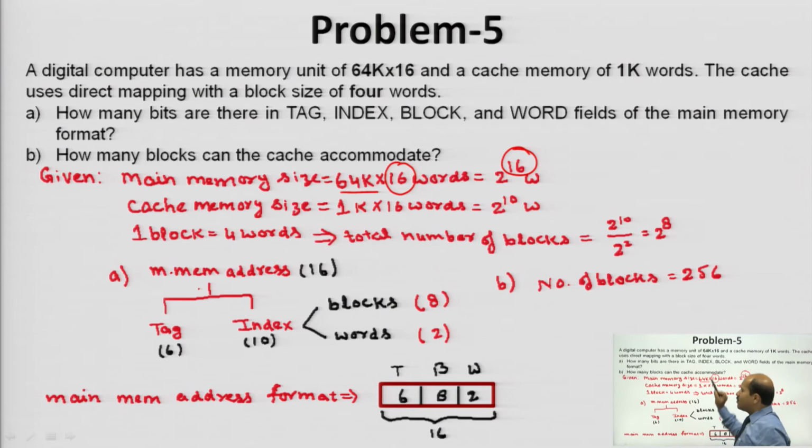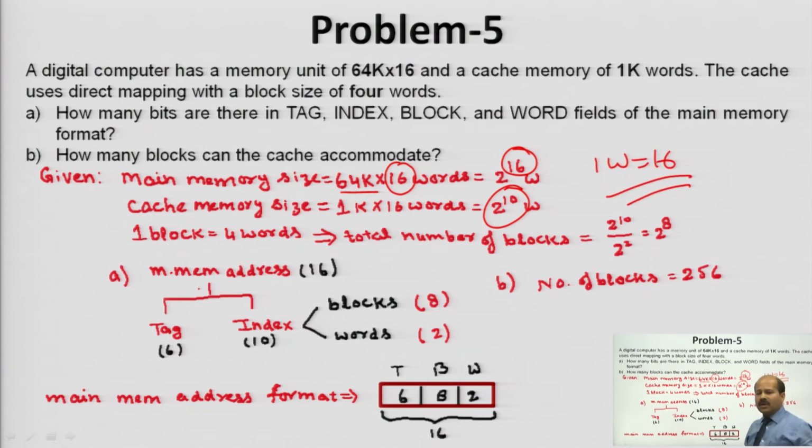You have to focus on only the address part. So, it will come as 2 to the power 16 words. Now, cache memory size is given as 1K words. 1K means 2 to the power 10 words. Obviously, in this case also the word size will be equal to 16, so 1 word equals 16 bits. Do not bother about the data part of the word, we have to consider only the address part.